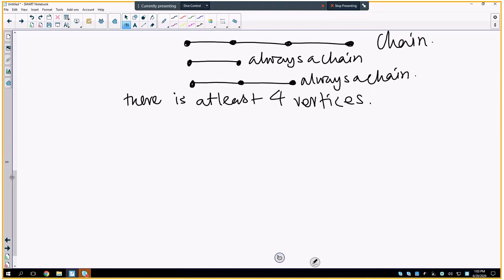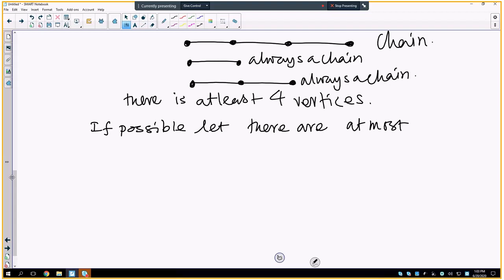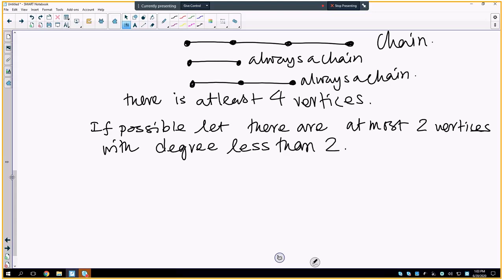So what I will say, if possible, let there be, since I want 3 or more, at most 2 vertices with degree less than 2. Why will I say degree less than 2? Because I want to show there are at least 3 vertices with degree 1.